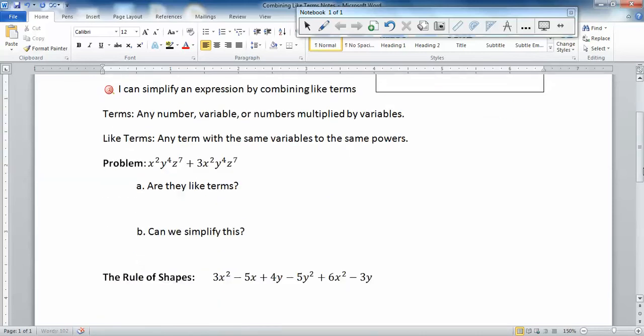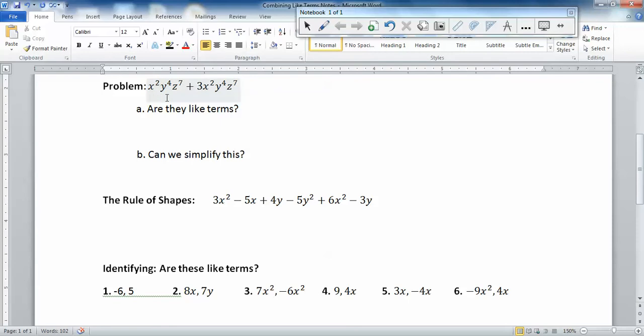Okay, so in my first example here, my problem is x squared y to the fourth z to the seventh plus 3x squared y to the fourth z to the seventh. And the first thing we have to understand is, are they like terms? Okay, so do they have the same variables? X, y, z, x, y, z. Yes, they do. And then we check to see that those variables have the same power. So the power on the x is 2, the power on this x is 2, the power on y is 4, the power on this y is 4, and the power on z is 7, and the power on this z is 7. So are they like terms? Yes, they are. All the variables match, all of their powers match.